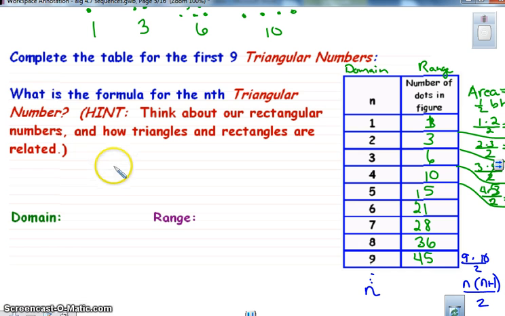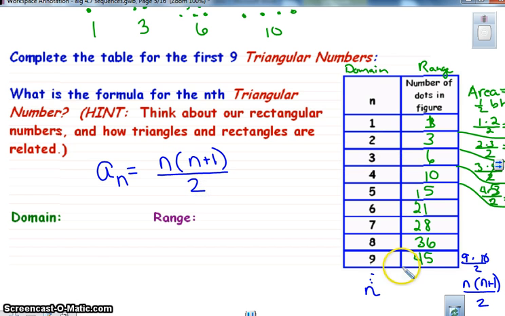So the question is, what is our formula for the nth number? To get the nth number, a of n, we take the nth number, whatever we're trying to find, take n plus 1, and then we divide that by 2, and that gives us the number of dots in our figure.